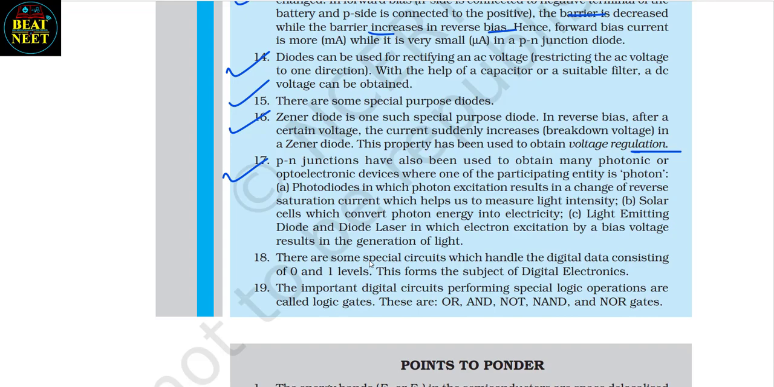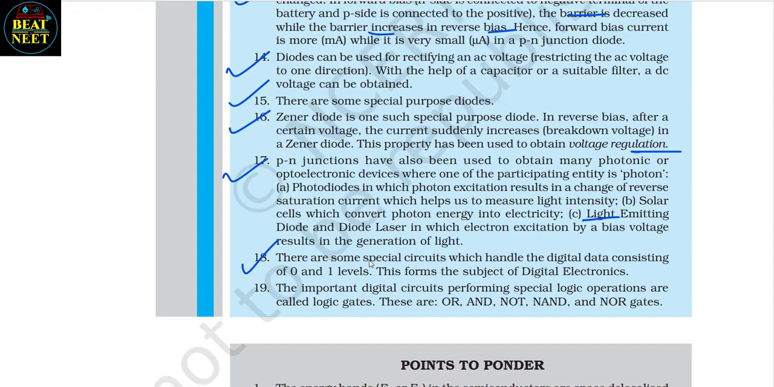Number 17, PN junctions have also been used to obtain many photonic or optoelectronic devices where one of the participating entities is photon. A. Photodiodes, in which photon excitation results in a change of reverse saturation current, which helps us to measure light intensity. B. Solar cells, which convert photon energy into electricity. C. Light emitting diode and diode laser, in which electron excitation by a bias voltage results in the generation of light. Number 18, there are some special circuits which handle the digital data consisting of 0 and 1 levels.